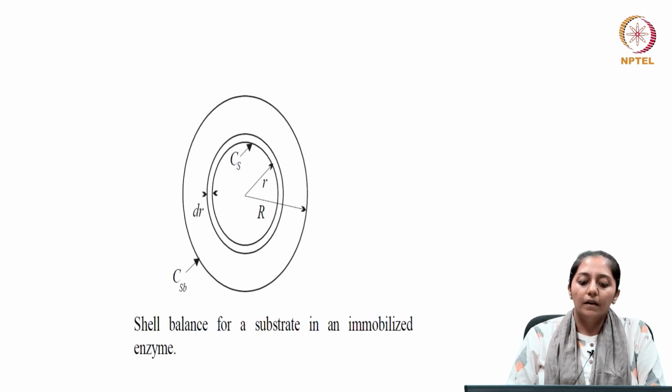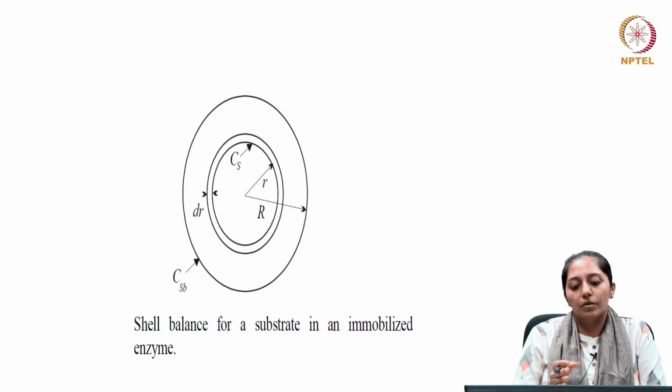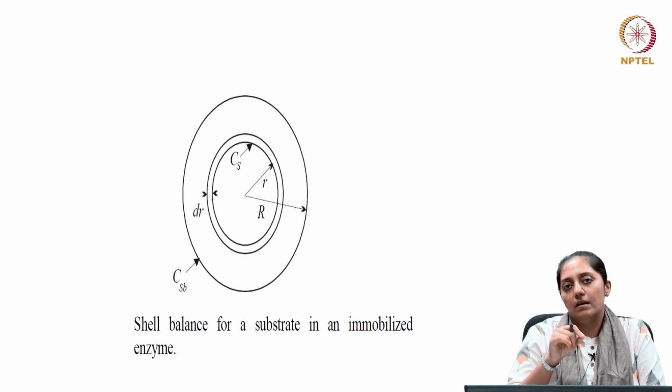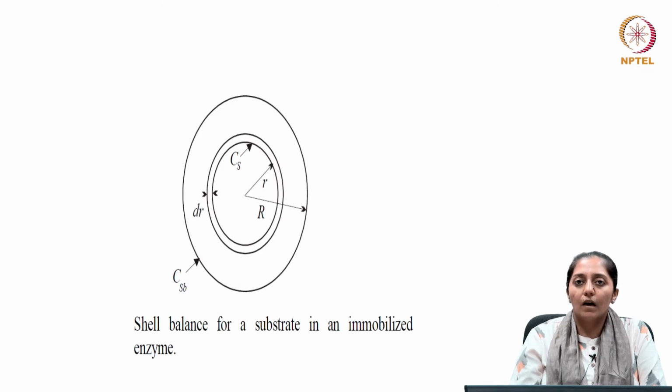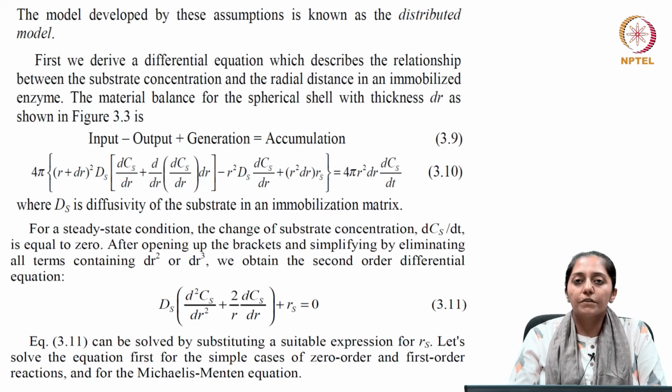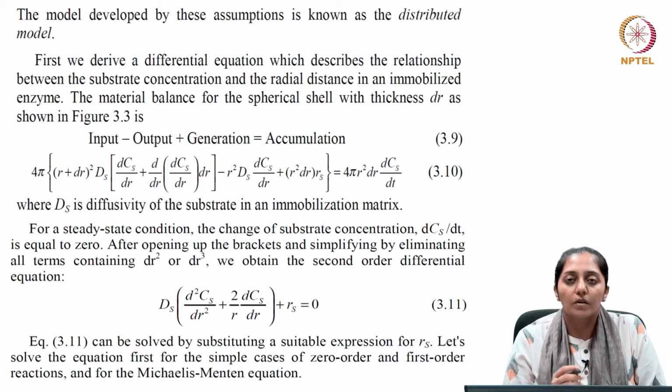Now in order to find how the substrate concentration will change from the surface to the inner core, we need to bring the substrate concentration as a function of the radius of the pellet. So how do we do that? We will assume that it is a spherical particle and we will cut out a shell in this spherical particle, and we will do a mass balance for the substrate across the shell. The model which we will develop under these assumptions will be known as the distributed model. Now, outside we assume there is no mass transfer limitation.